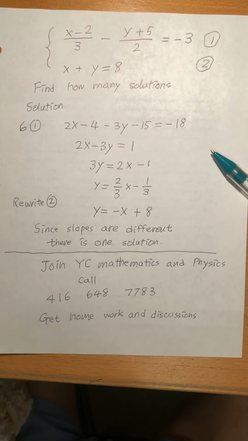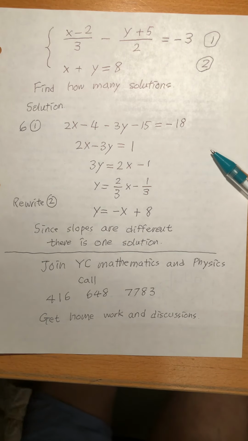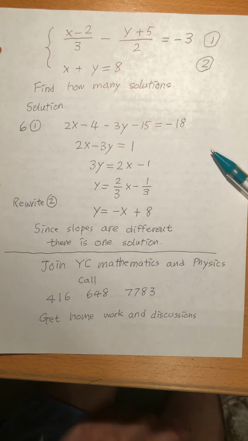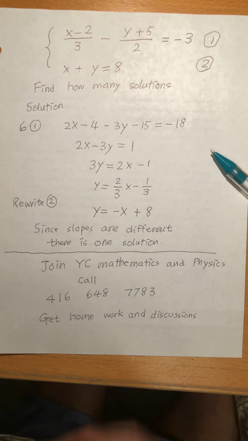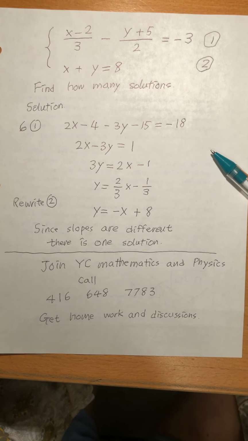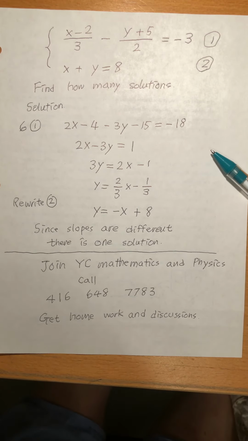So those are all the different types of answers. You have only 3 types of answers: infinite number of solutions, one solution, and no solution. And this is what we wanted to discuss today: the number of solutions and the relation between the number of solutions and the graphs. That's the end of today's lesson.